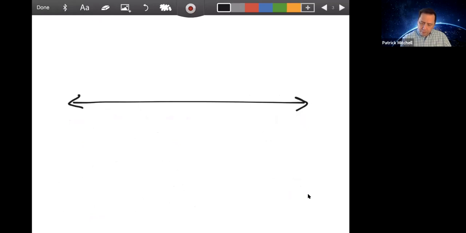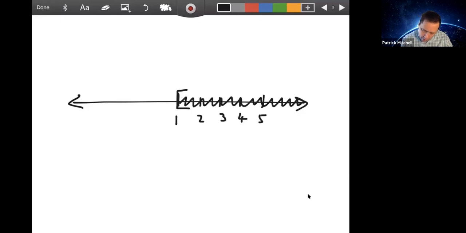So x greater than or equal to 1, that looks like this, with the 1 included. But remember, we have to throw out 5. So if I go 2, 3, 4, 5, and now I'll use my eraser to get rid of some of that. We just have to make sure we leave out the number 5.